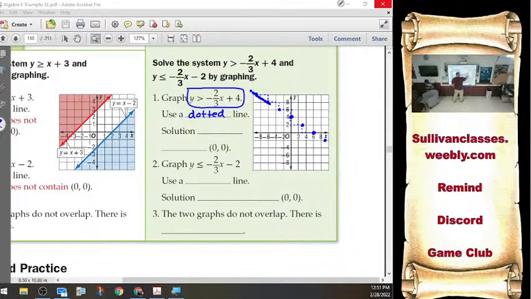So just look at this part, not even the 0, 0. Am I shading up or down?